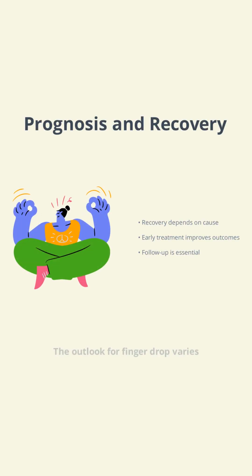The outlook for finger drop varies depending on the cause and severity. Some patients recover fully with conservative treatment, while others may need surgery or long-term rehabilitation. Early diagnosis and appropriate management are key to improving outcomes. Serial EDX studies and follow-up imaging can help track recovery and guide adjustments in therapy.